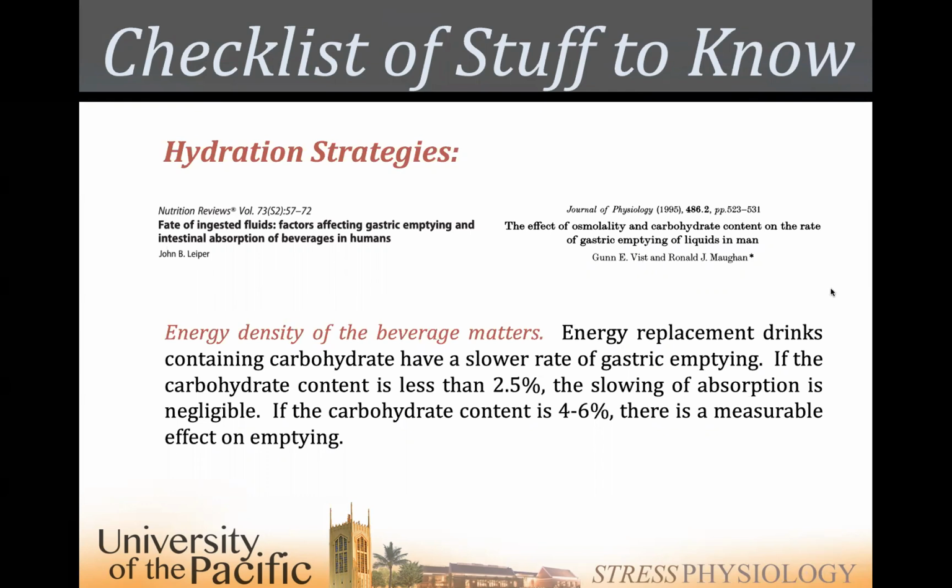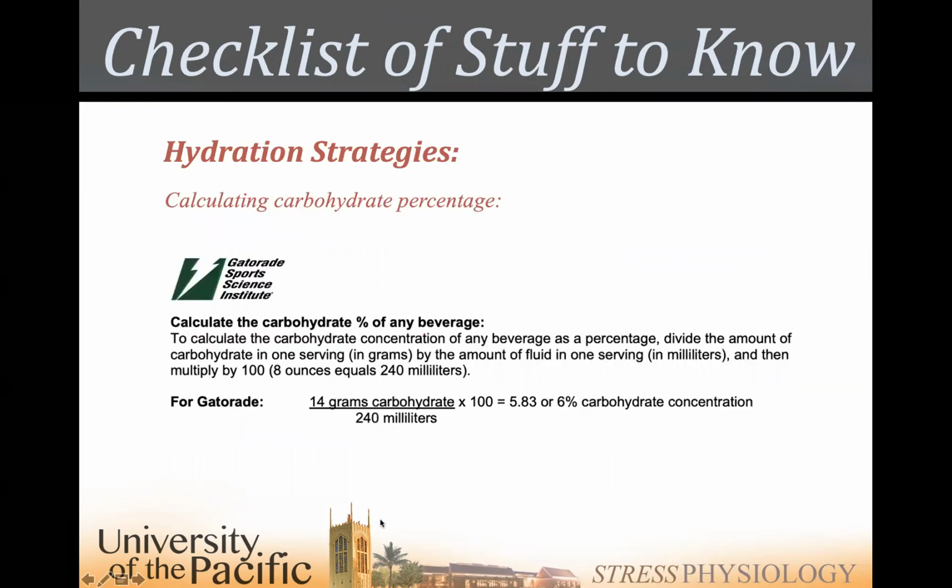And if you get that carbohydrate content in that Gatorade zone, there's a measurable effect on gastric emptying. This is that slide that I was referencing at the end of last lecture, where how do you calculate this? So take a screenshot if you want to calculate it. I'll get it uploaded tonight or tomorrow or something like that. I'll get these uploaded. But this is the formula.